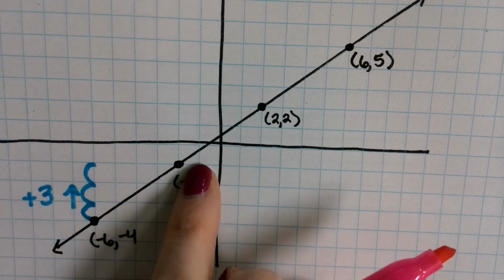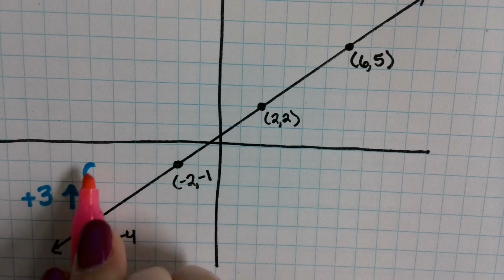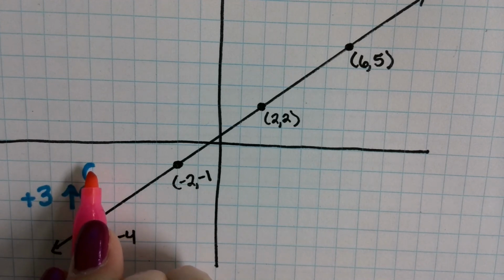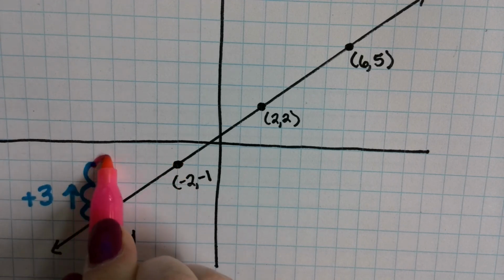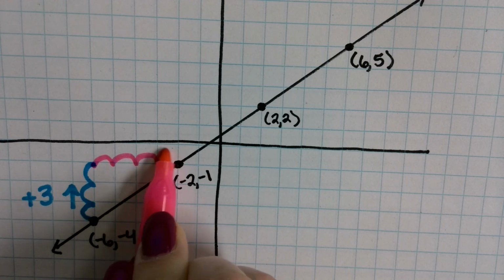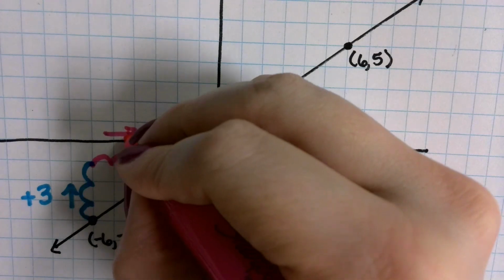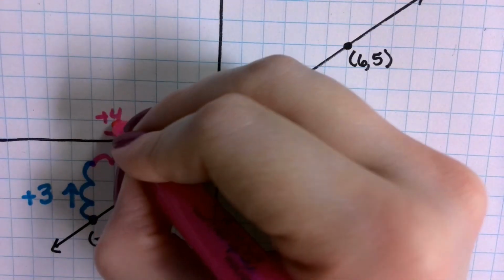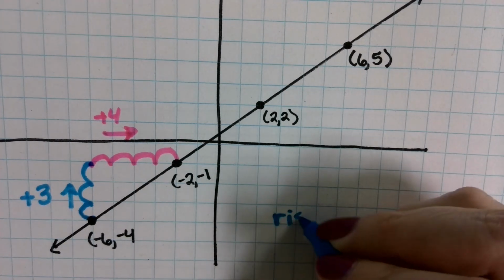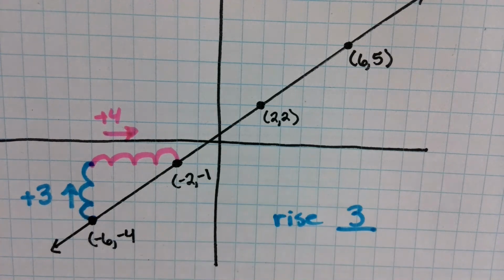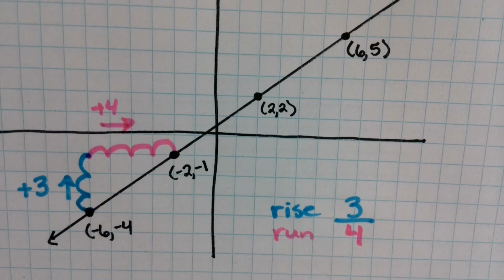Now I want to go to the next point, for my X, my run. How far am I going to move for my run? Count it. 1, 2, 3, 4. And I move to the right. Do you think that's positive or negative? Positive. So that's a positive 4. So what this is indicating here is that I have a rise of a positive 3 and a run of a positive 4. And that's simplified.